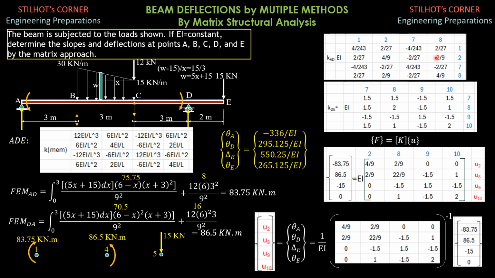cell value, 2 over 9, then the negative of the first row, copy the second row except that these cells interchange position. So that's it for stiffness of AD.